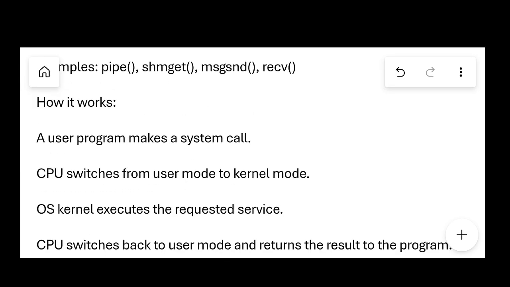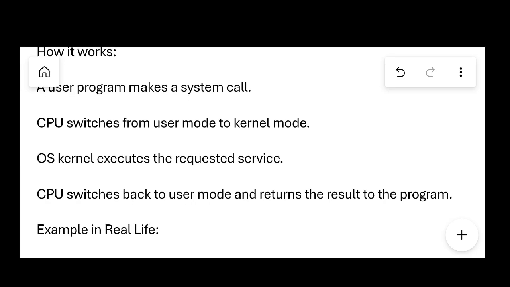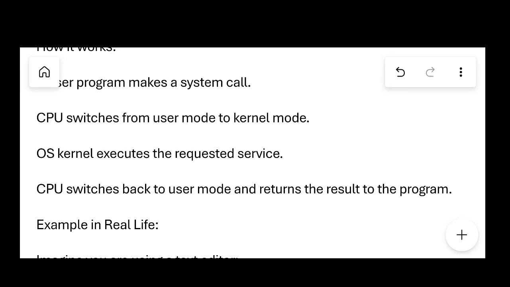So basically, how system calls work. A program requests a service via system call. The CPU switches from user mode to kernel mode, and the OS kernel executes the requested task. And last one is, the CPU switches back to user mode and returns the result to the program.